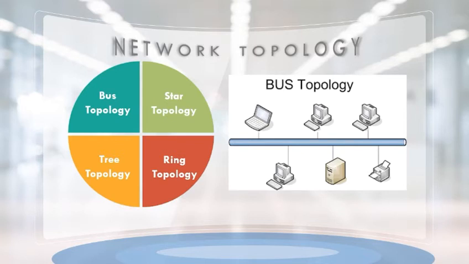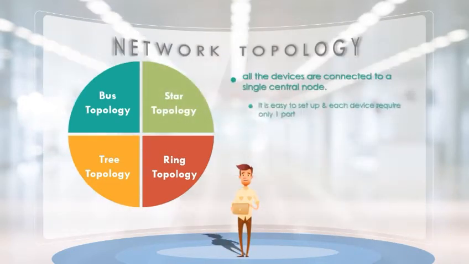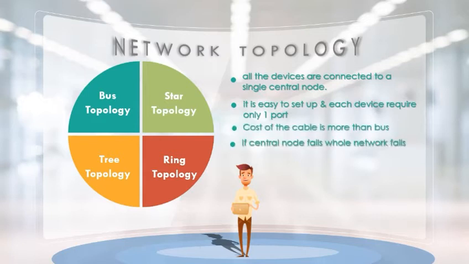Next, the star topology. All the devices are connected to a single central node. This central node is the center of the network, and each node connected to that central hub works as a spoke of the star topology. As you know, a star has different spokes, so each device connected to the central hub is termed a spoke. It is easy to set up and each device requires only one port. That is the main advantage of this network.